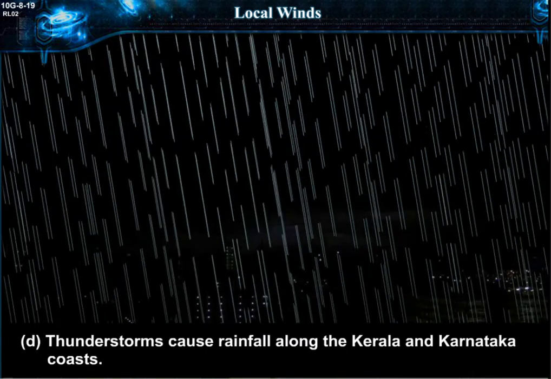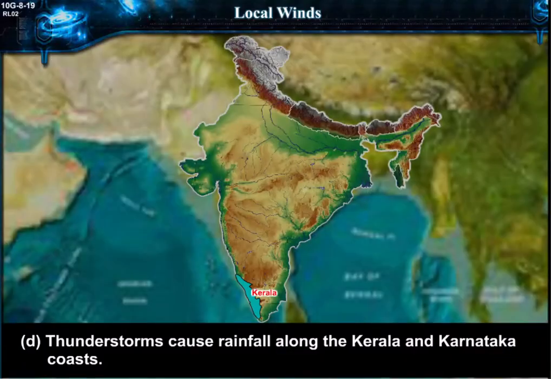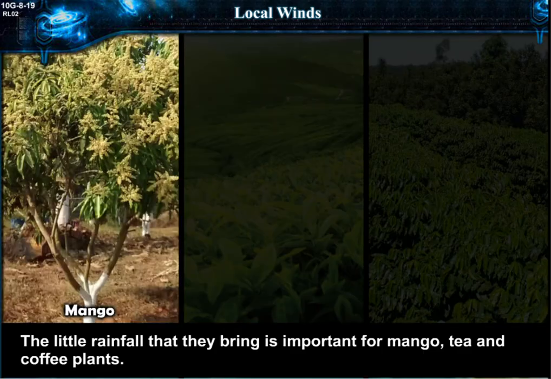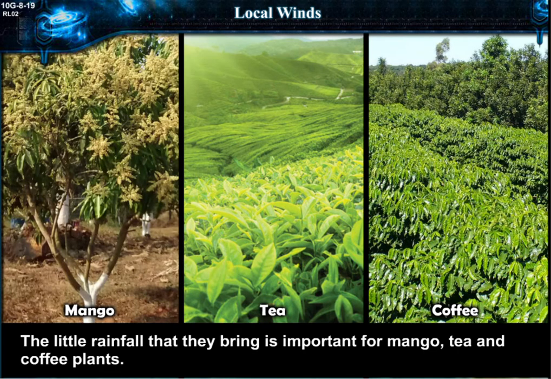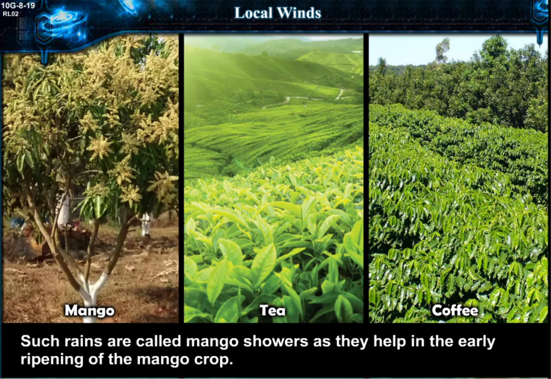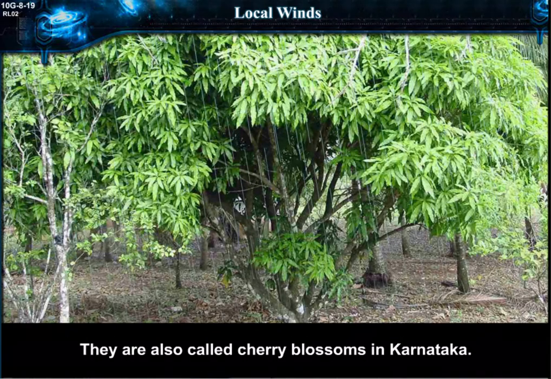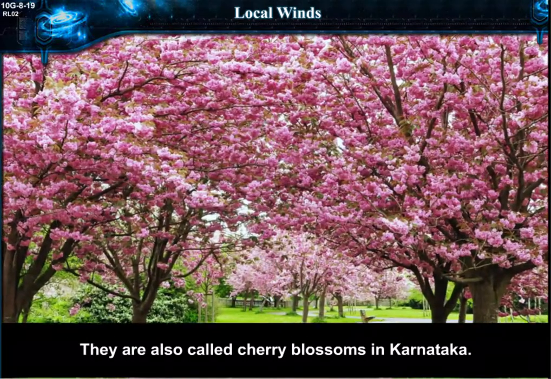D. Thunderstorms cause rainfall along the Kerala and Karnataka coasts. The little rainfall that they bring is important for mango, tea and coffee plants. Such rains are called mango showers as they help in the early ripening of the mango crop. They are also called cherry blossoms in Karnataka.